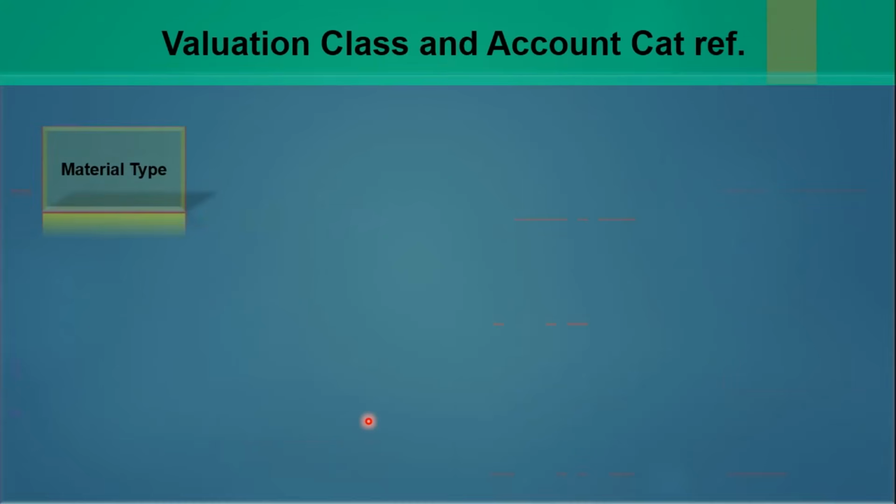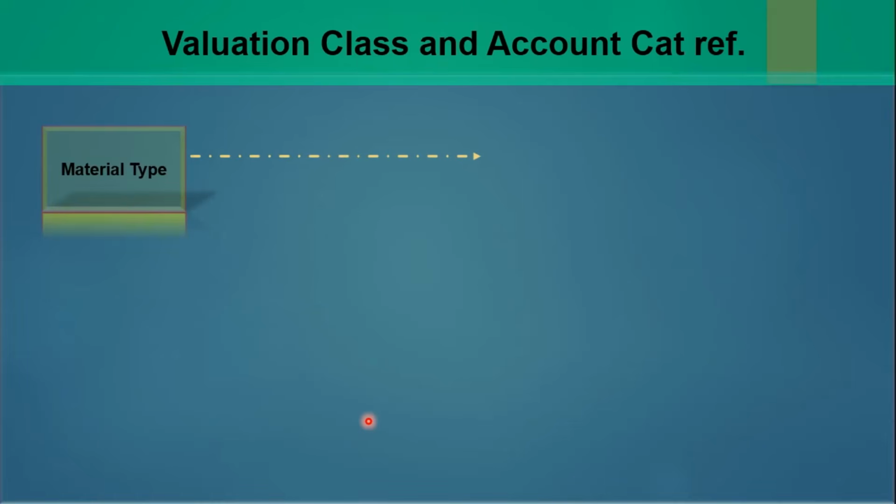Then our next is valuation class and account category reference. So what exactly is valuation class? Valuation class is assigned to the material in the material master. It allows stock values of materials of the same material type to be posted in different GL accounts, and it also allows stock values of materials of different material types to be posted in the same GL account.